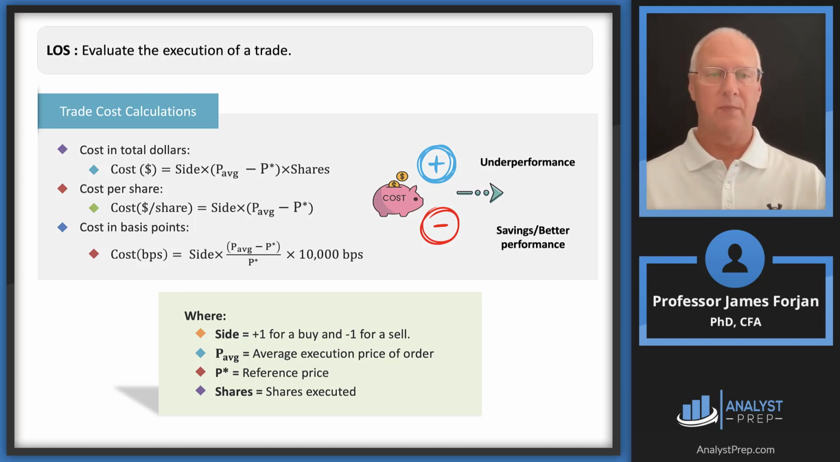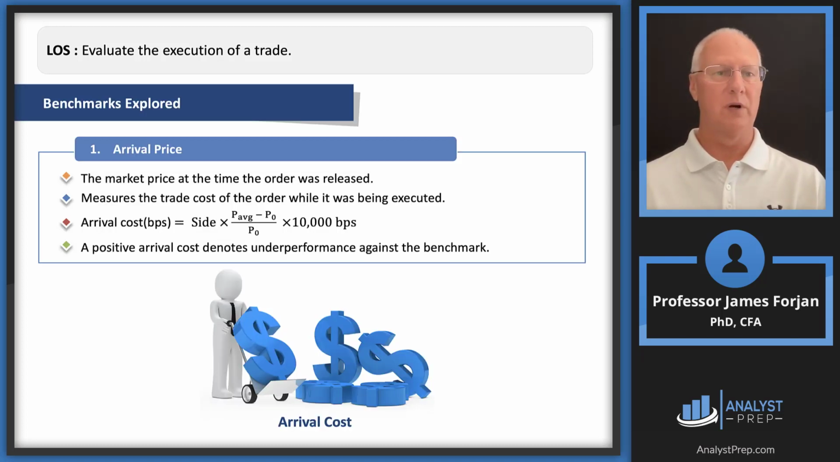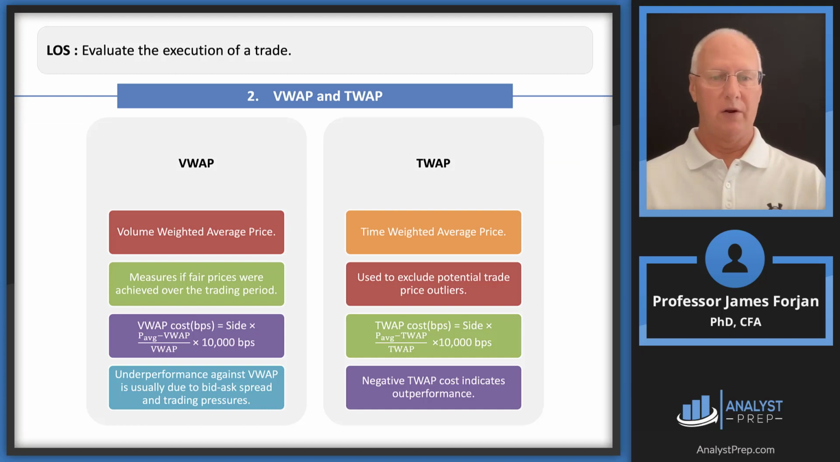Once again, it's probably just as easy to work through a quick example. Here's an equation for the arrival price. Here are equations for value weighted and equal weighted, although the reading calls that time weighted. Look in the second box there. Let me just repeat this. I think it's worth it, even though we did this back in part one.